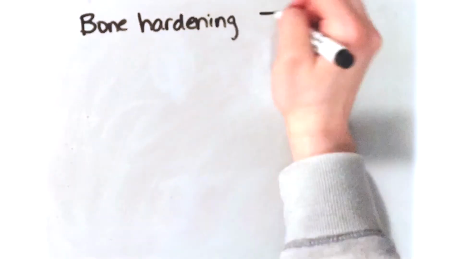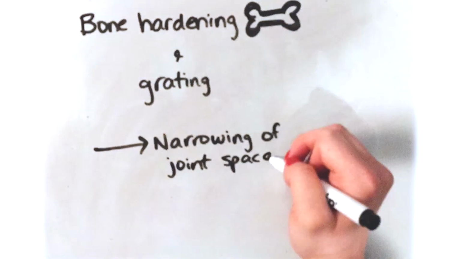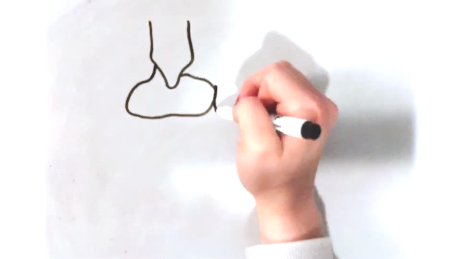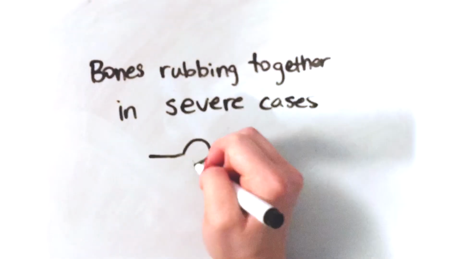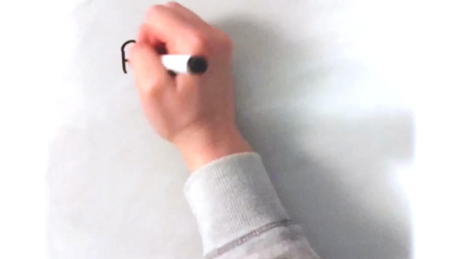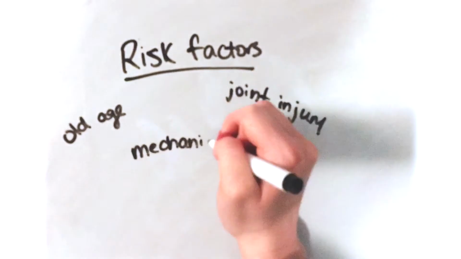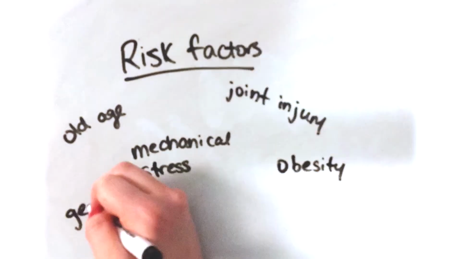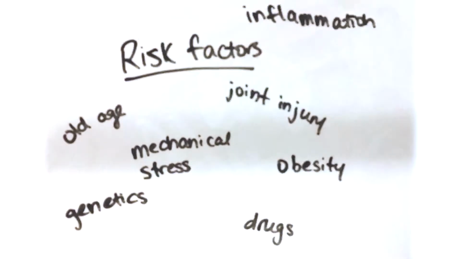Cartilage deterioration causes bone hardening and grading, narrowing of the joint space, bone spurs, also known as osteophytes, along the bone's edges, and bones rubbing together in severe cases. Risk factors for developing osteoarthritis include aging, joint injury, mechanical stress, obesity, genetics, inflammation, and drug use.